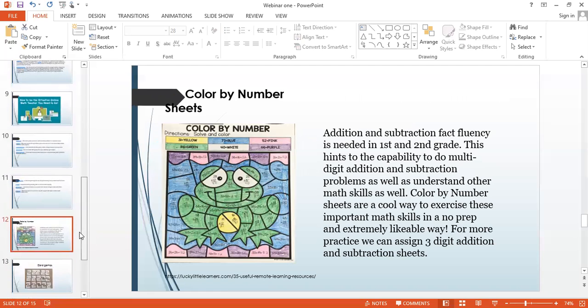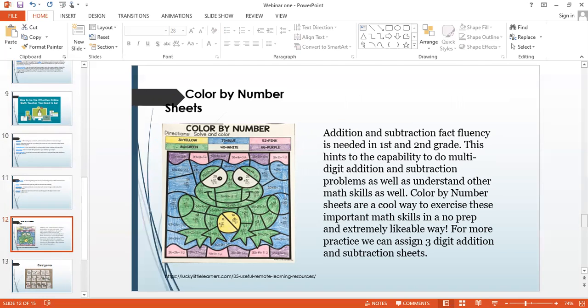Now here are a few activities which I conduct in my class and students enjoyed, that is color by number sheets. This activity is used for addition and subtraction. Addition and subtraction fact fluency is needed in first and second grade. This hints to the capability to do multi-digit addition and subtraction problems as well as understand other math skills as well.